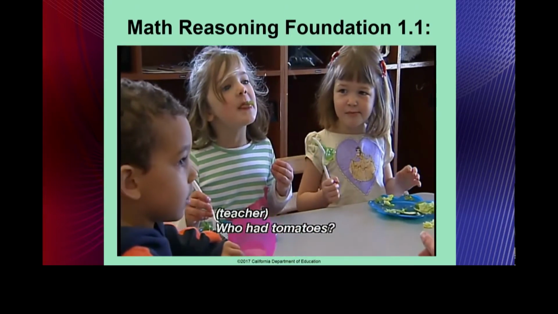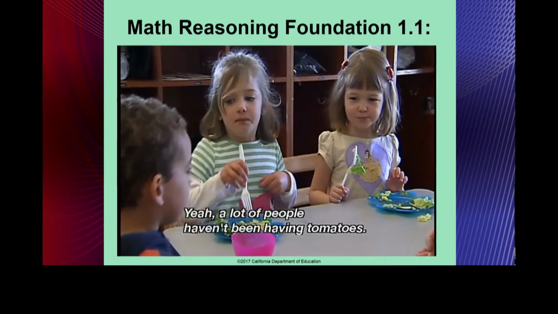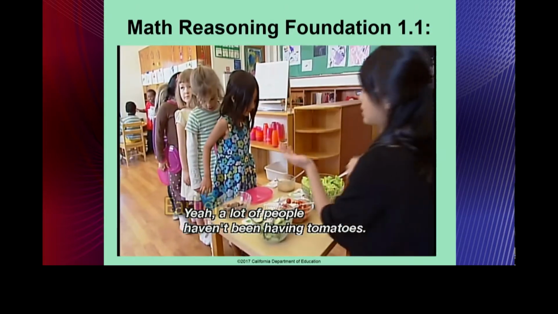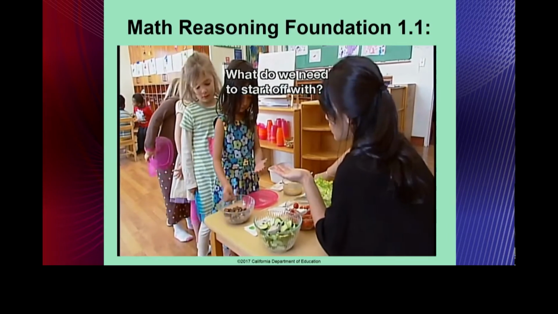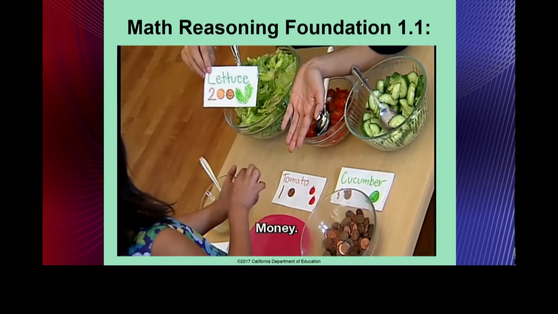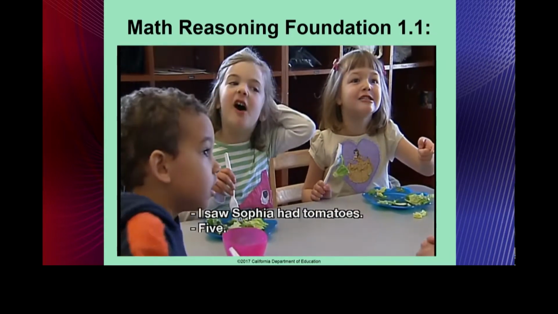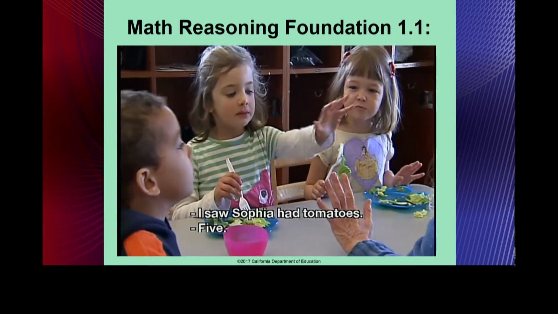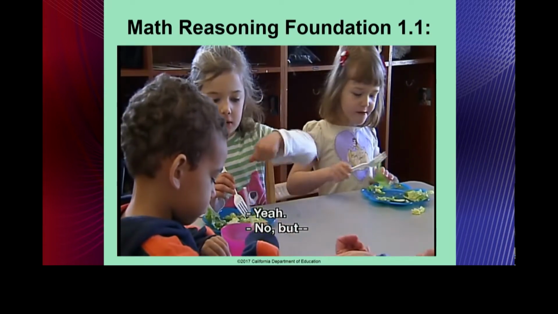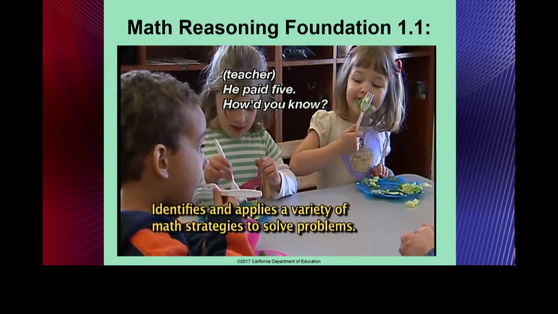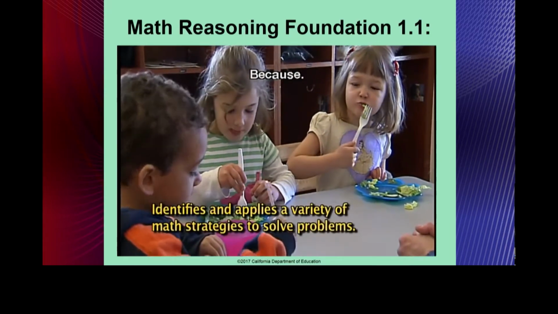You have tomatoes. Yeah, a lot of people haven't been having tomatoes. What do we need to start off with? Money. Some money? Okay. You want to start off with lettuce? How much did you pay? I saw Sophia had tomatoes. You paid 5 this time? Yeah. No, but he paid 5. How do you know? Did you pay 5?